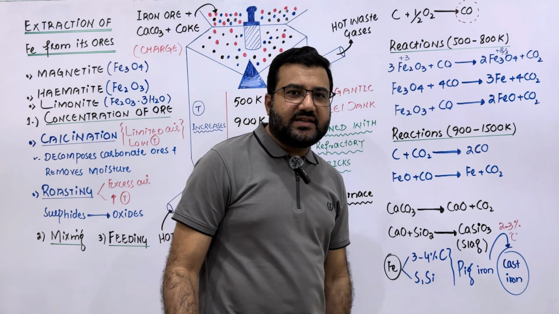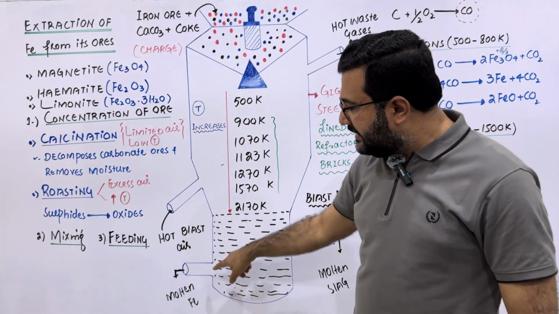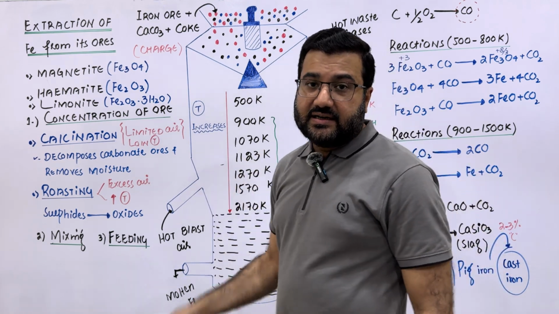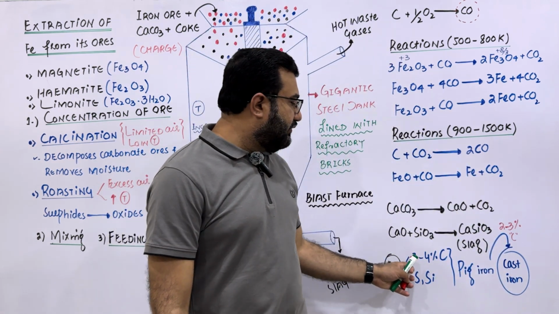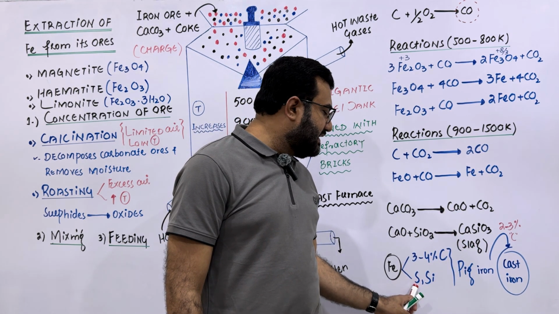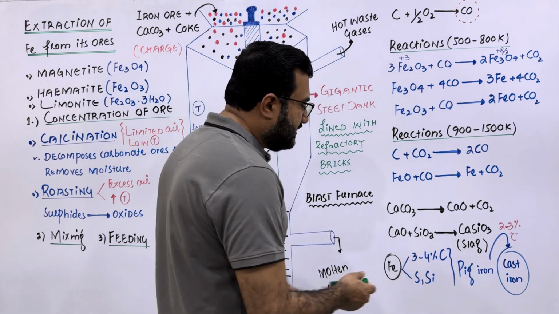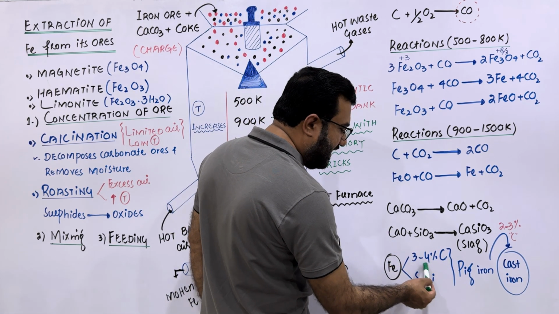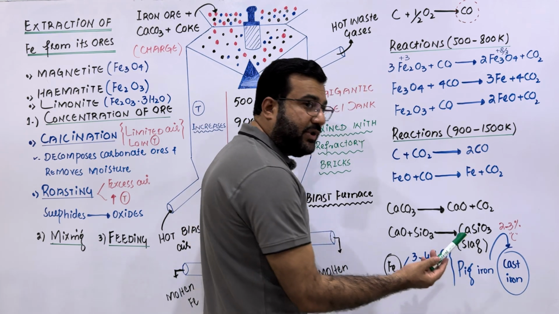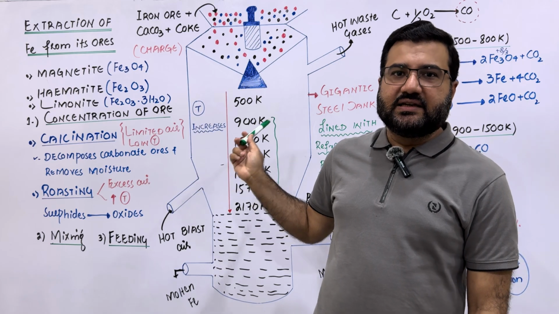Now, my dear students, after this complete process, the molten iron that will be obtained from this blast furnace will contain 3 to 4% carbon and a very small amount of impurities like sulfur and silicon. And that form of iron in which 3 to 4% carbon is present and a very small amount of these impurities is present is called pig iron. So pig iron is obtained from this blast furnace.